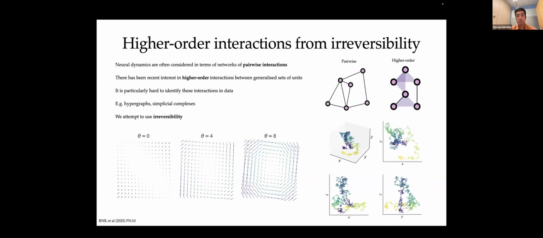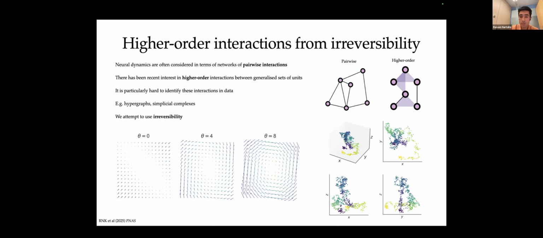So another approach that uses irreversibility in network neuroscience is something that we published recently, trying to infer higher order interactions. In network science, we're traditionally interested in pairwise interactions between units, but increasingly in complex systems, people are interested in these higher order interactions. So this is where you have sets of 3 or 4 nodes rather than just 2. And it's particularly hard to identify these interactions in data because traditional measures like correlations are limited to being pairwise. And so I had the idea to use irreversibility to try and infer significant higher order interactions.